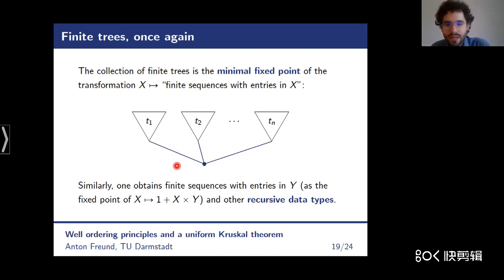And similarly, you can construct other objects. So for example, if you want to look at the collection of finite sequences with entries in Y, then you can also construct them as the minimal fixed point of a certain transformation. So here, this is the transformation of X into 1 union Cartesian product of X and Y. And the finite sequences are the fixed point of this operation because these two expressions here correspond to the generators of finite sequences.